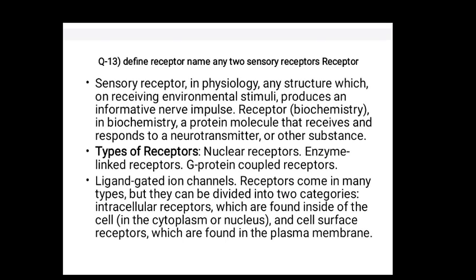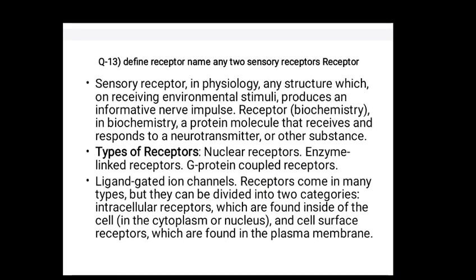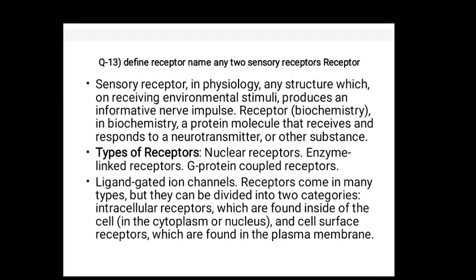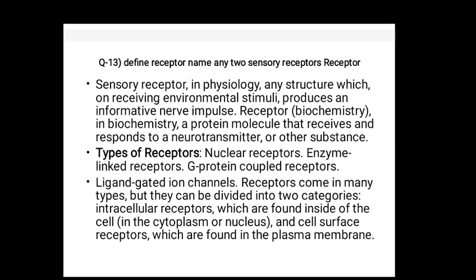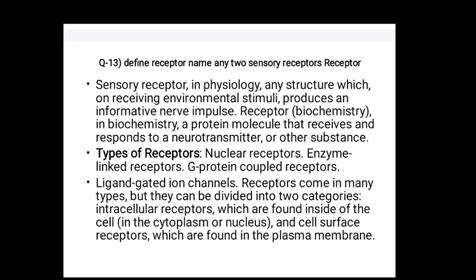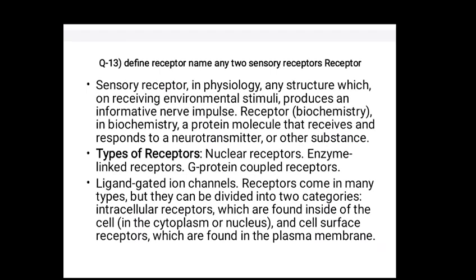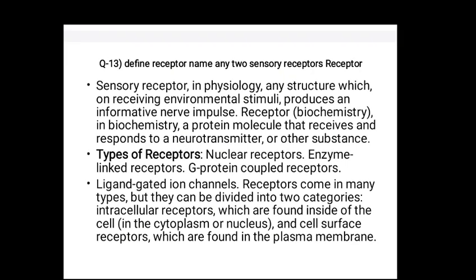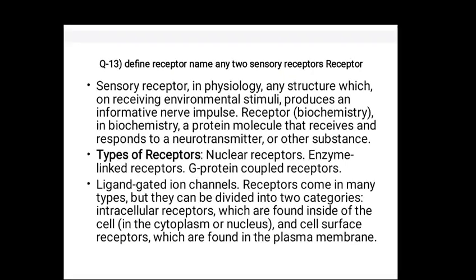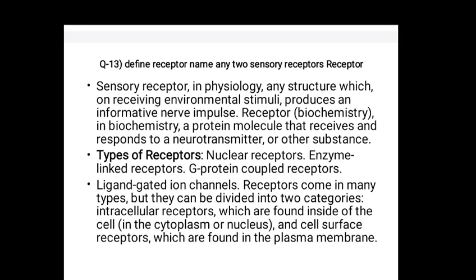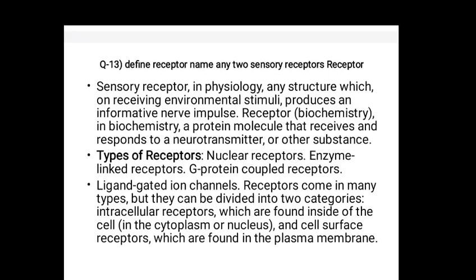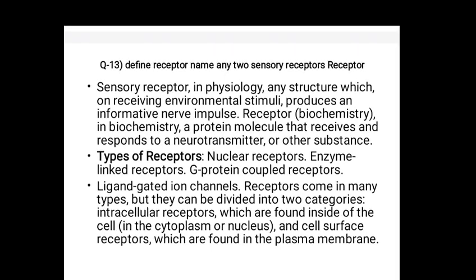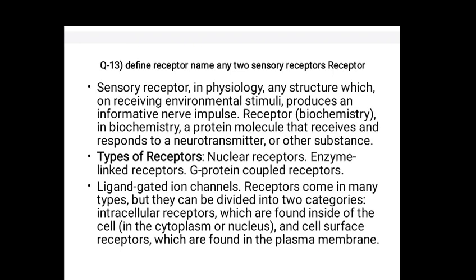Question number 13. Define receptors. Name any 2 sensory receptors. A sensory receptor, in physiology, is any structure which, on receiving environmental stimuli, produces informative nerve impulses. Receptors, in biochemistry, are protein molecules that receive and respond to neurotransmitters or other substances.